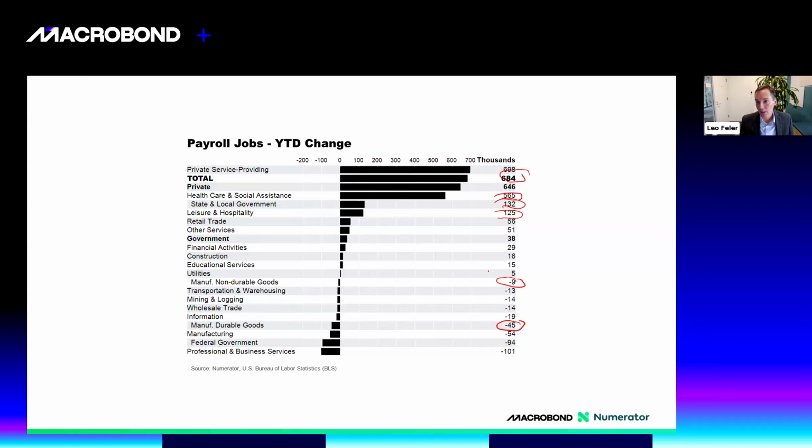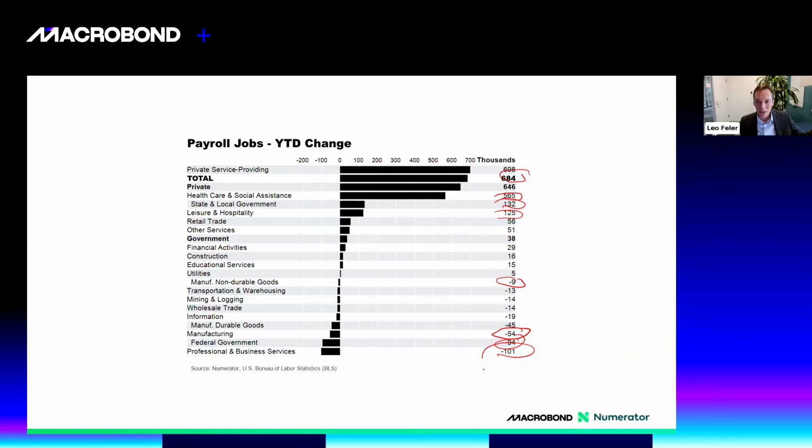But it's definitely not been the case that the tariffs that we've implemented have so far led to a resurgence in U.S. manufacturing, because U.S. manufacturing has continued to lose jobs. The next sector would be federal government. As we know, we've had lots of federal government layoffs. And then professional and business services have lost the greatest number of jobs.